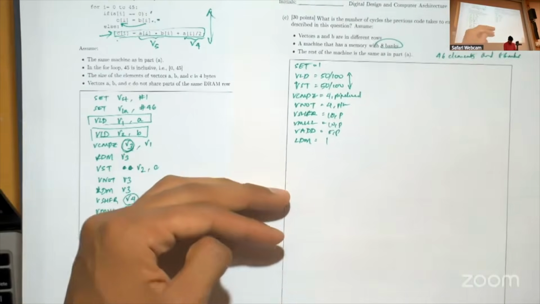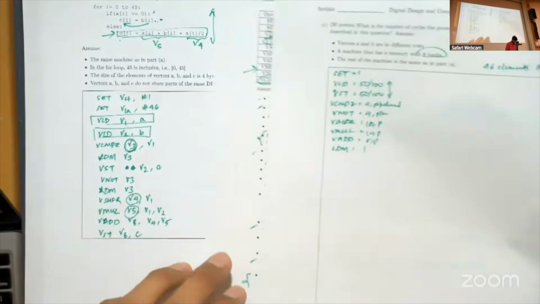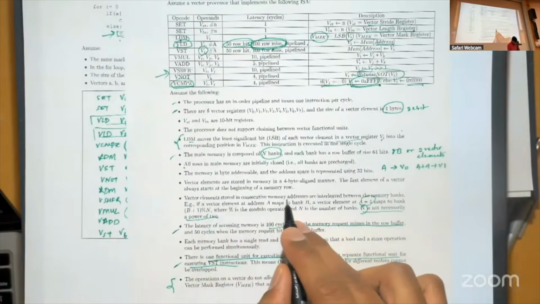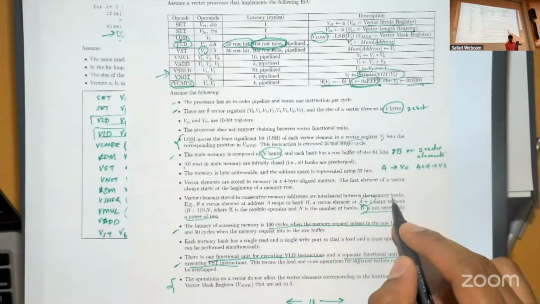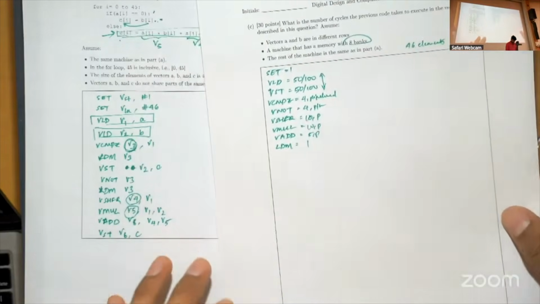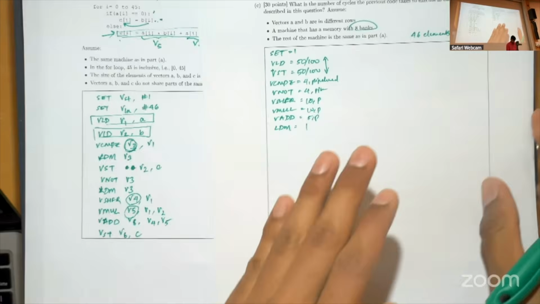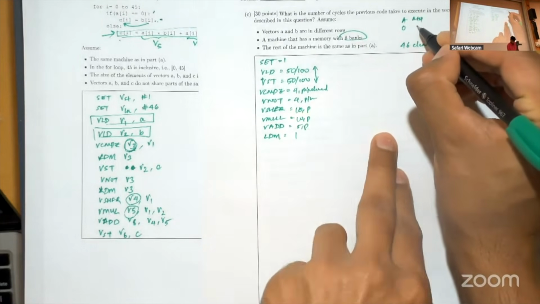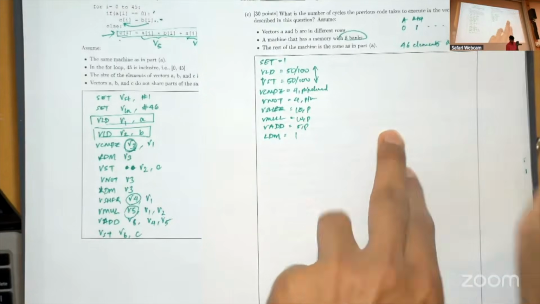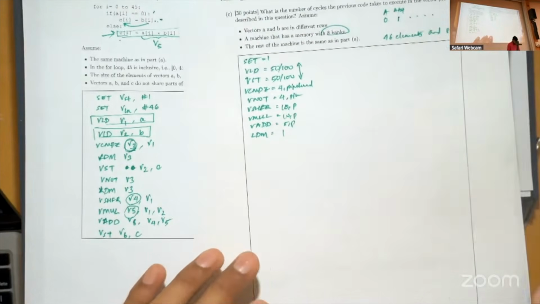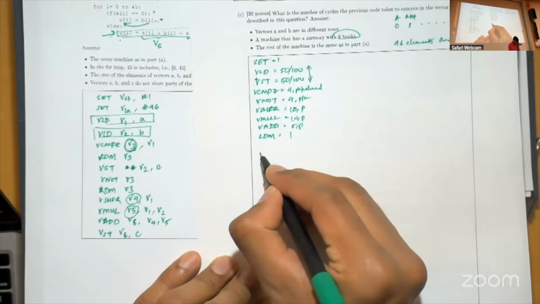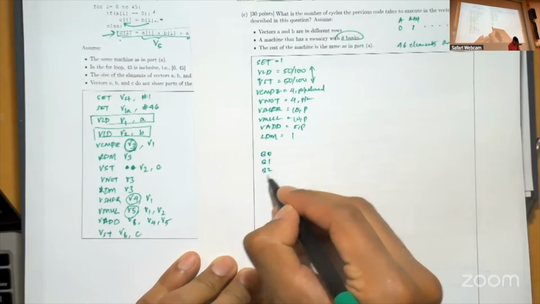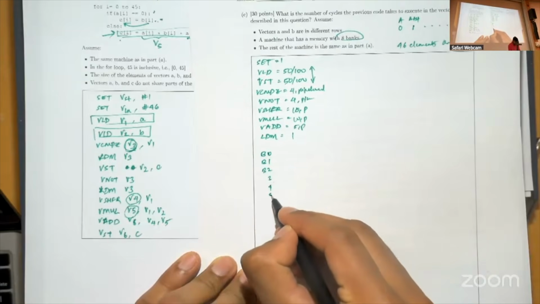And we also know from here that consecutive memory addresses are interleaved across different banks, which means that address A goes to bank 0, address A plus 4 would go to bank 1, and so on. Okay, and let's draw out what the scenario would look like at each of the banks. So we have these 8 banks.